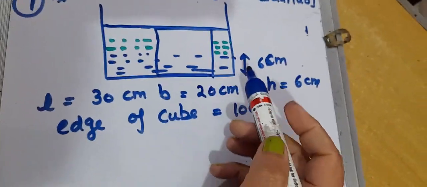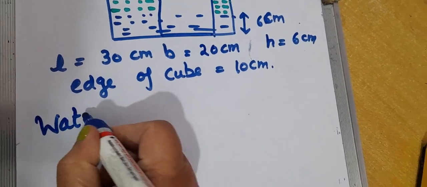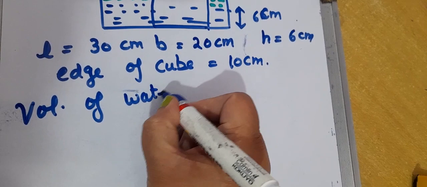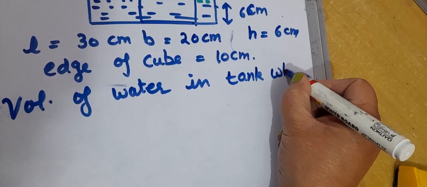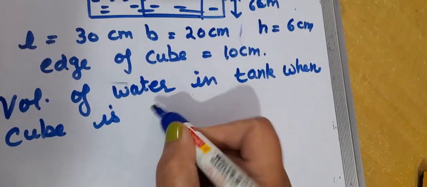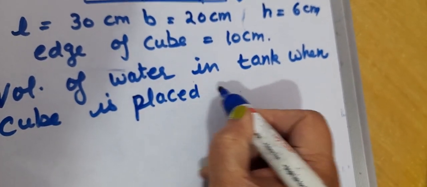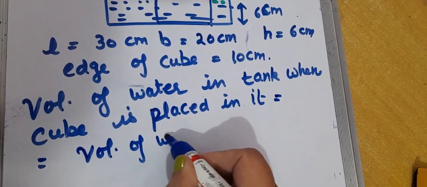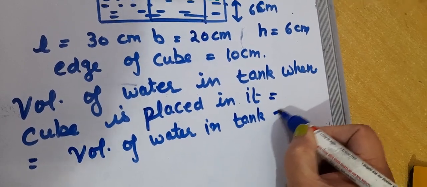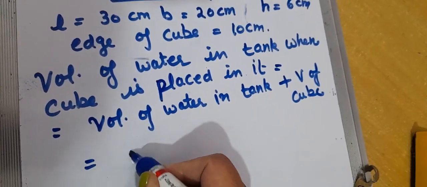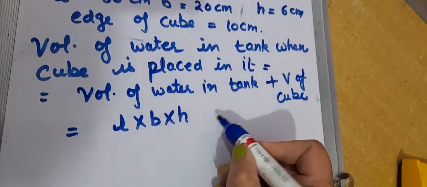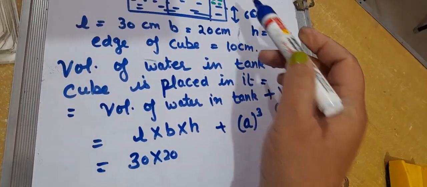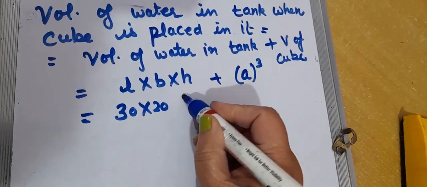Let's first of all find the volume of water present in the tank when the cube is submerged, when the cube is placed in it. On placing the cube, the level comes up to here. It will be equal to the volume of water in the tank plus the volume of the cube. Volume of water in the tank, because the tank is a cuboid, will be l into b into h, and the volume of the cube will be side cube, a cube. So length is 30, breadth is 20 as given in the question, and height we will take 6 because already there was water up to 6 centimeter in it.